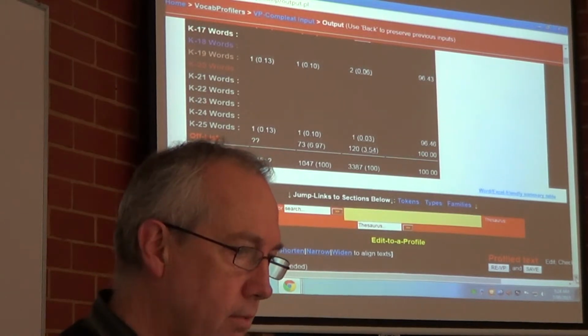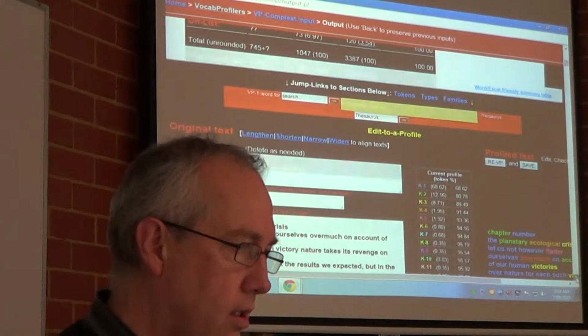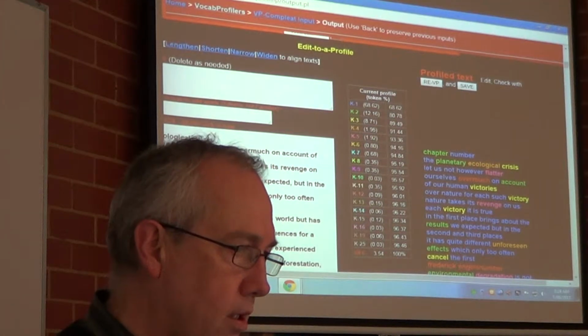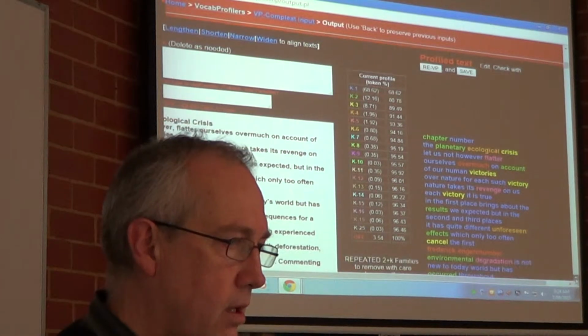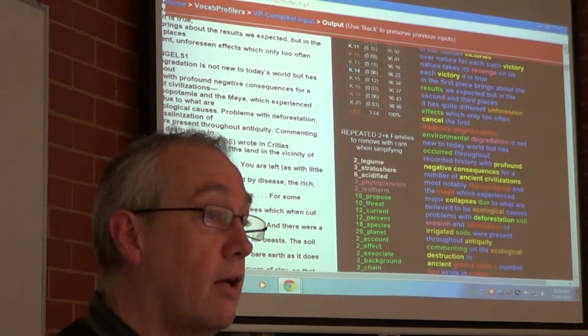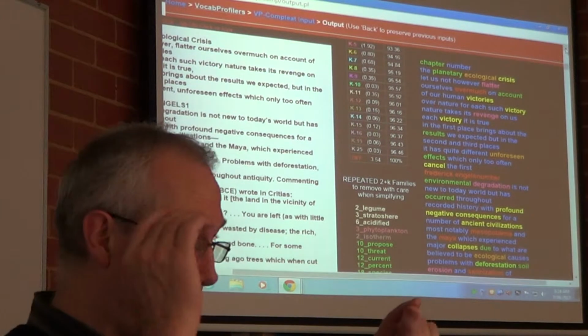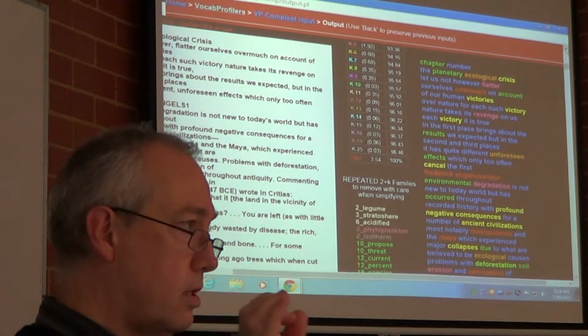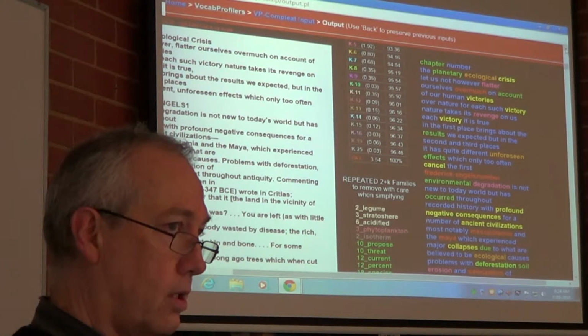Okay, let's move down and we'll see the text. There's the text. And you can see, looks like Disneyland, lots of colours. But again, it's the same colouring as the first one. The key is this, for you, the blue. The blue is your first 1,000 words.